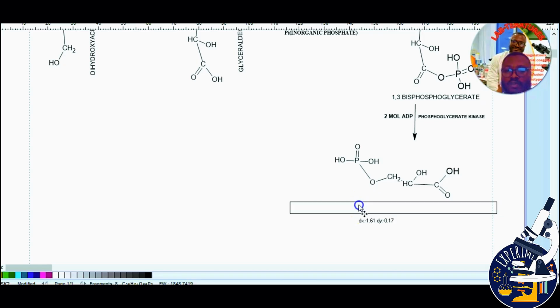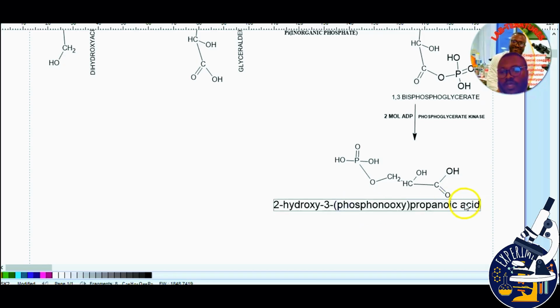I will not delete this one, I'll just keep it down here. If we are to name this structure, because we've taken away the phosphate group from the first carbon and the phosphate group on the third carbon is still linked, this will be 3-phosphoglycerate. Interesting. So we will type our name here as 3-phosphoglycerate. If you search on Google 2-hydroxy-3-phosphonoxypropanoic acid, it should correlate with 3-phosphoglycerate, because this is the extended scientific IUPAC name, and this is just the common name.